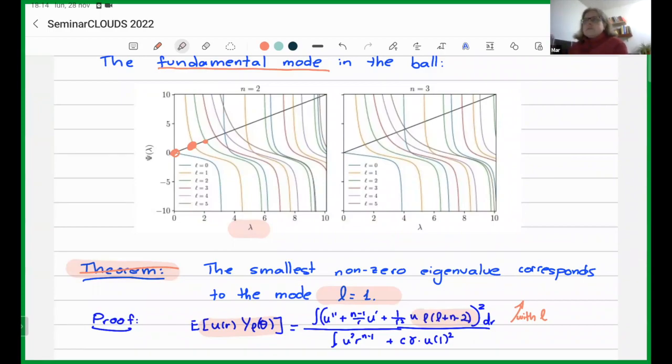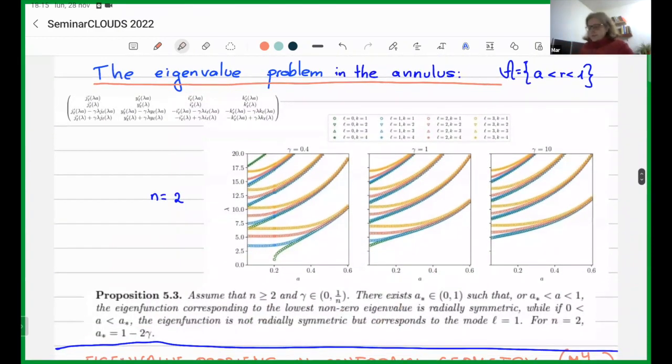And now you see that all the eigenvalues for the modes L greater than 1, they don't count, they're larger. And then for the 0 and 1 mode, you just compare it, and it's a simple calculation. But anyway, this gives you a nice characterization of the first non-zero eigenvalue. We go a little bit forward and look at the eigenvalue problem in the annulus.